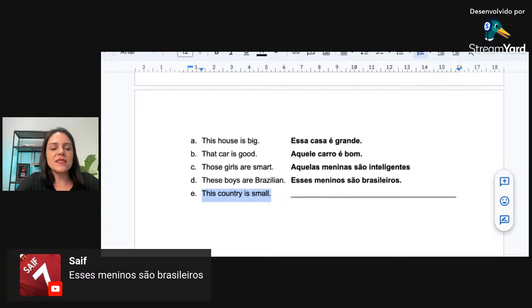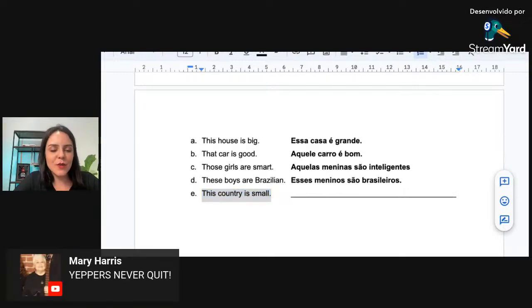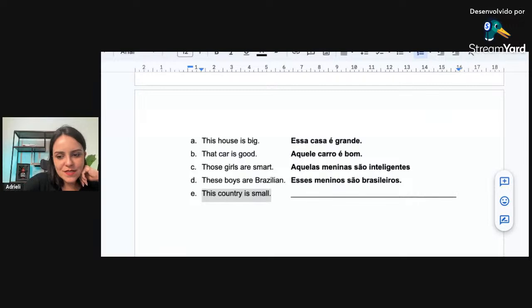Now the last sentence. This country is small. Yappers never quit. Fantastic, Mary. Adoro meus yappers. E aí? What about this country is small? How do we say it?